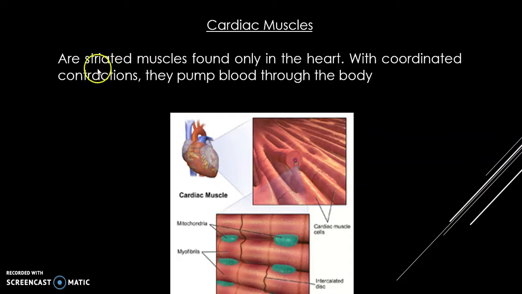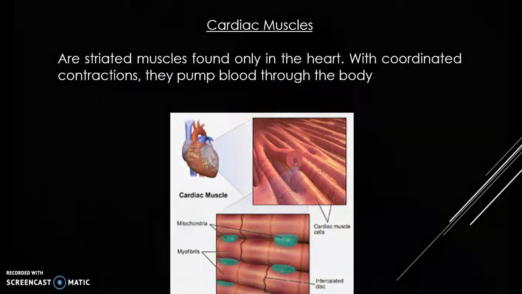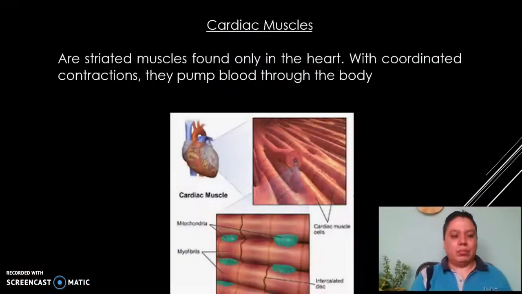Cardiac muscles are striated muscles, just like skeletal muscles, found only in the heart. With coordinated contractions, they pump blood through the body. You gotta remember that the heart is one giant muscle, right? And how does that muscle pump blood through your body? By contracting. Doing it coordinately. That means that every such amount of time, your heart basically contracts and pumps blood through your entire body. Okay?